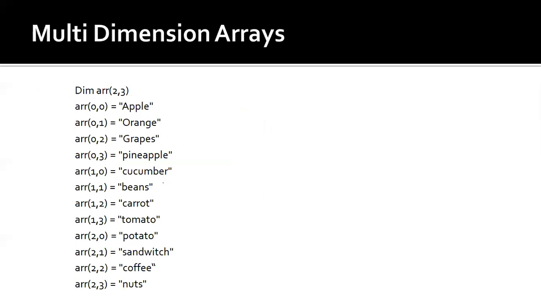For a multi-dimensional array, you can write it this way: ARR(2,3). It means it has 3 rows, ranging from index 0 to 2, and there are 4 different columns starting from index 0 to 3. And we can store the values in this format. ARR(0,0) means the first element is apple, and the second element will be orange. Here 0 indicates the first row and second column.